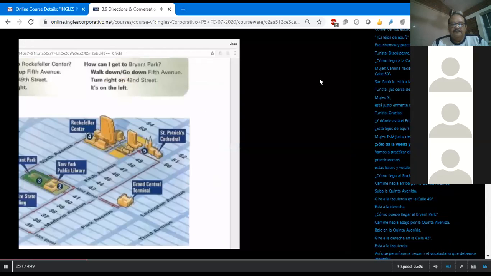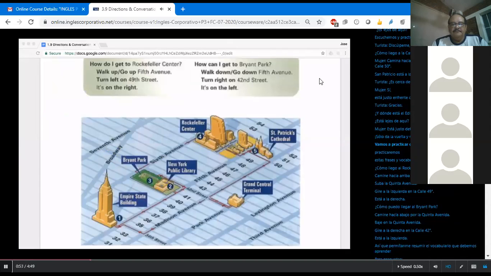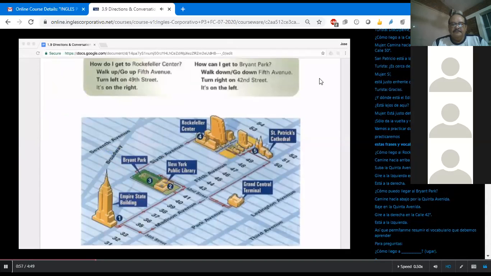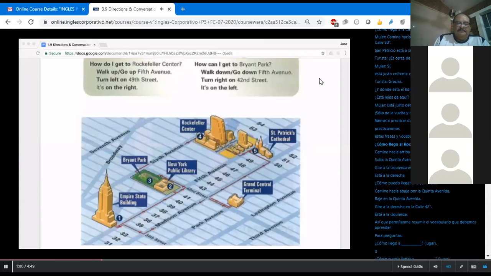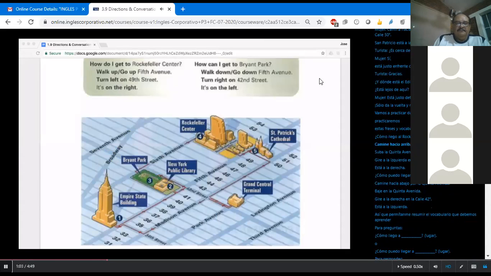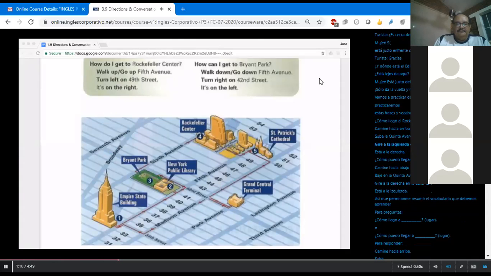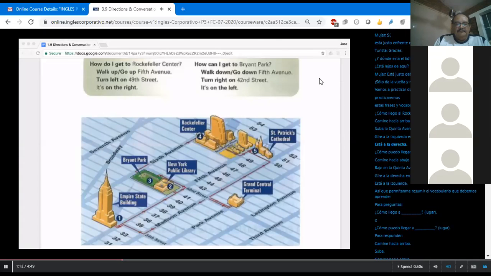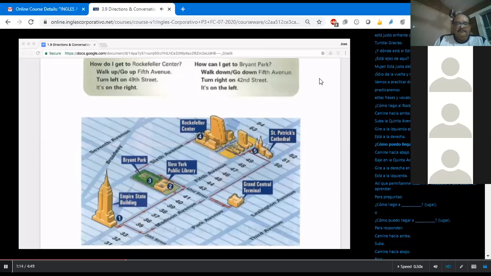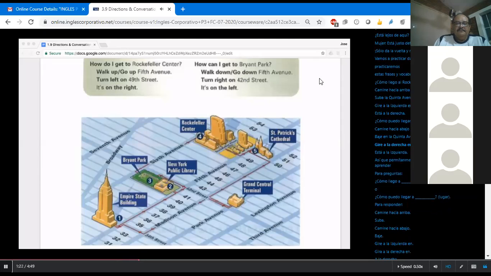We're going to practice giving directions now. Let's practice these phrases and vocabulary to give directions. How do I get to Rockefeller Center? Walk up 5th Avenue. Go up 5th Avenue. Turn left on 49th Street. It's on the right. How can I get to Bryant Park? Walk down 5th Avenue. Go down 5th Avenue. Turn right on 42nd Street. It's on the left.